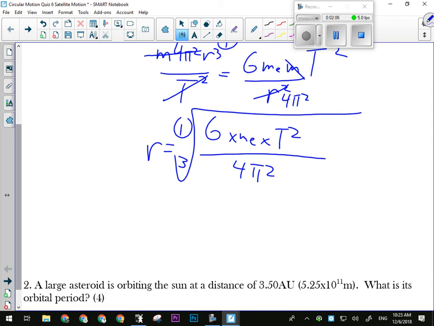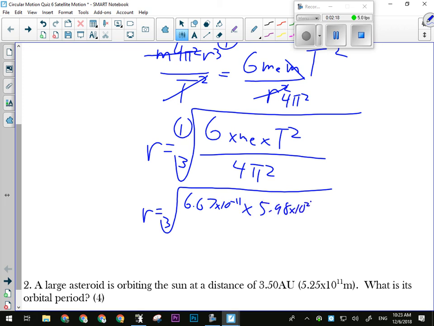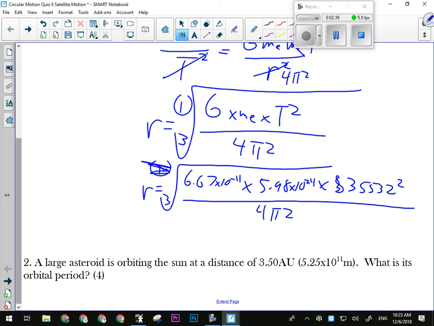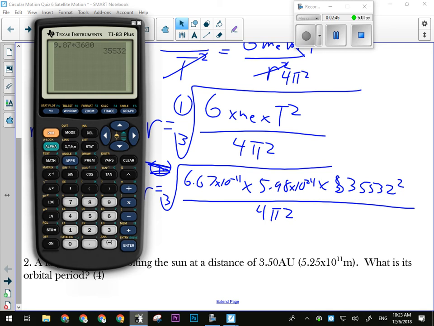Or maybe they went straight to plugging in the numbers. If they did, that's fine. So the cube root of 6.67 times 10 to the minus 11 times 5.98 times 10 to the 24 times 35,532 squared, divided by 4 pi squared. They already got a mark for that. So that's going to mean our orbital radius will be math 4.